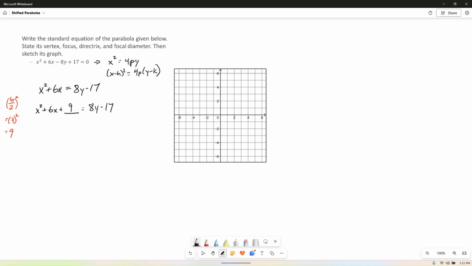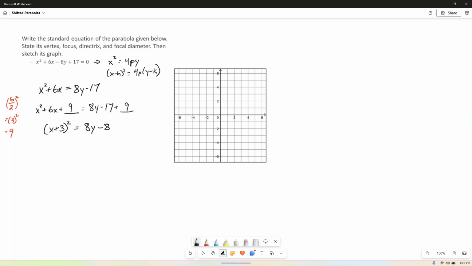But I just added a 9 to the left side, which means I also have to add a 9 on the right side. Okay, so I have x squared plus 6x plus 9 equals 8y minus 17 plus 9. Okay, on the left side, x squared plus 6x plus 9, that can be factored as x plus 3 quantity squared. So it's a perfect square here. And then on the right side, we'll have 8y, and I can go ahead and combine a negative 17 with a positive 9, and that will give us a minus 8.